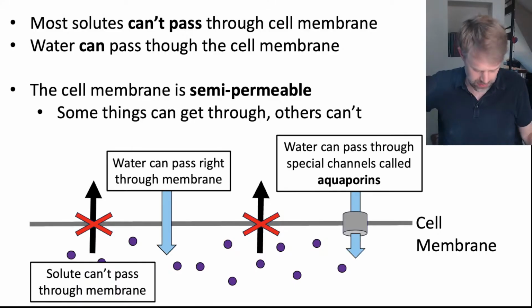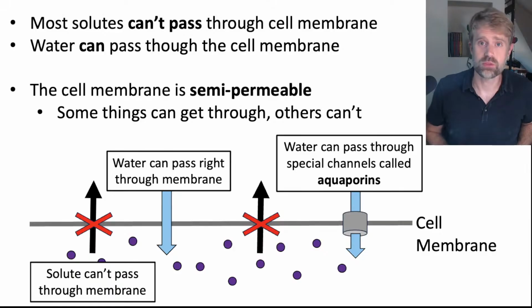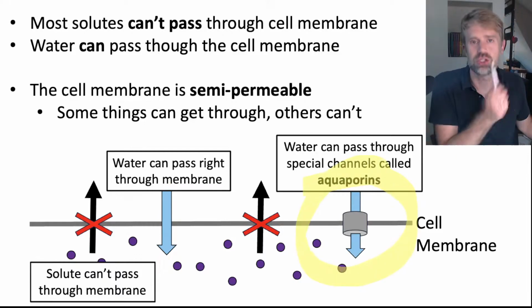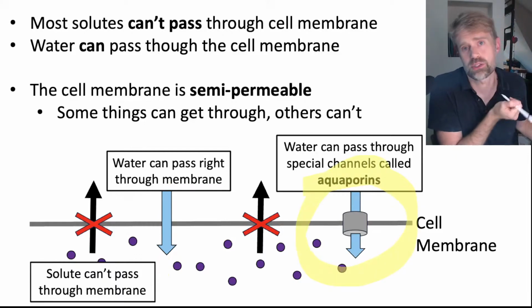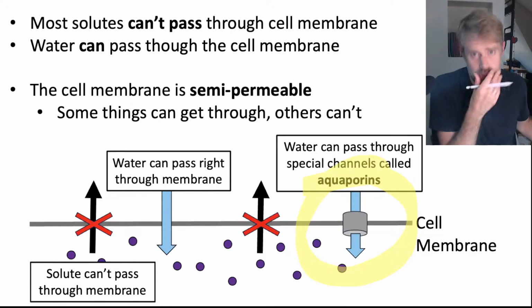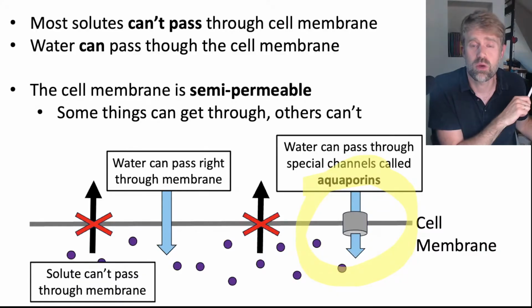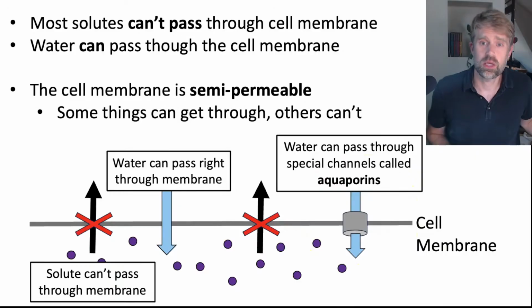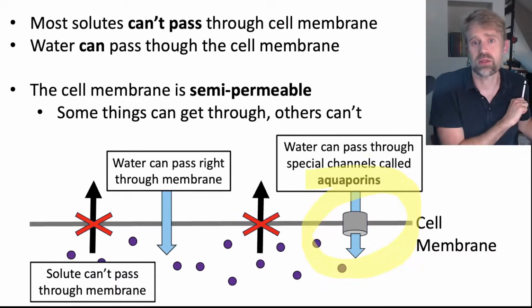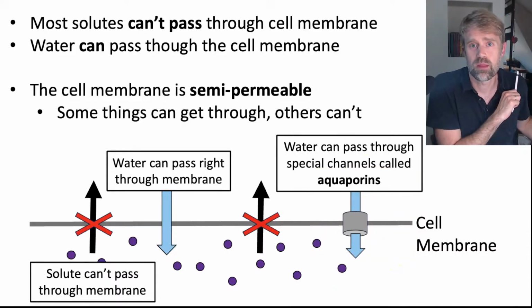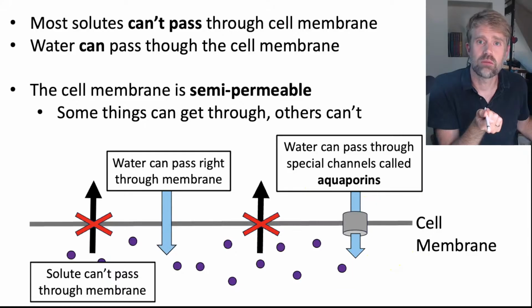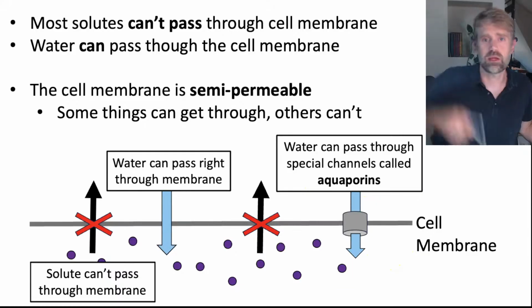Water, on the other hand, can pass through. Water can pass through in two ways. It can pass right through the membrane, or there are special channels in the membrane just for water, called aquaporins. Aquaporins are special tunnels that water can pass through. So there are two important ways that water can get into cells: right through the membrane, or, for an even faster, more efficient method, through the aquaporins. Most solutes can't get out, most solutes can't get in, but water can go back and forth through the membrane or through aquaporins.